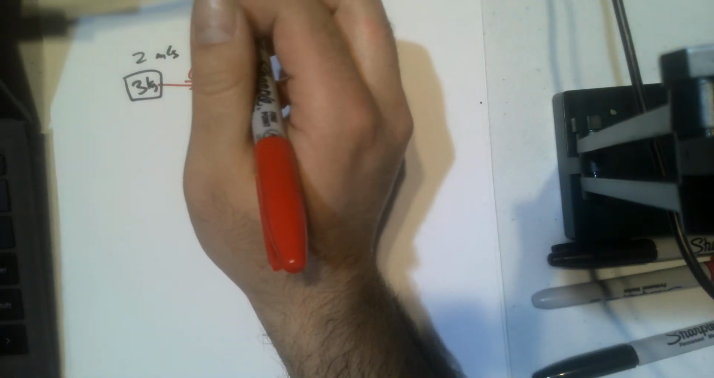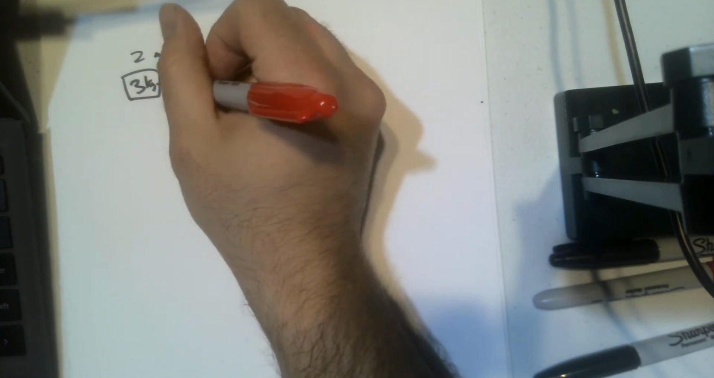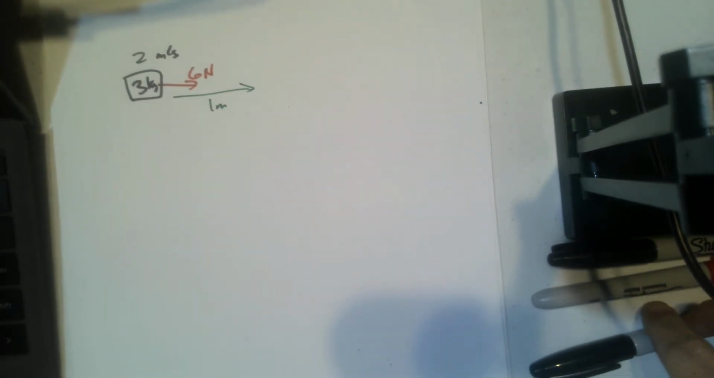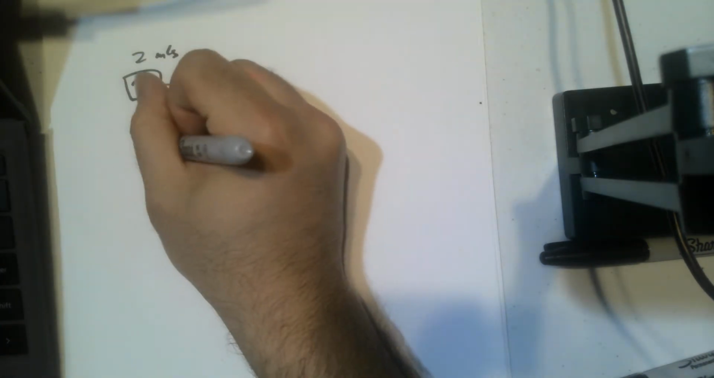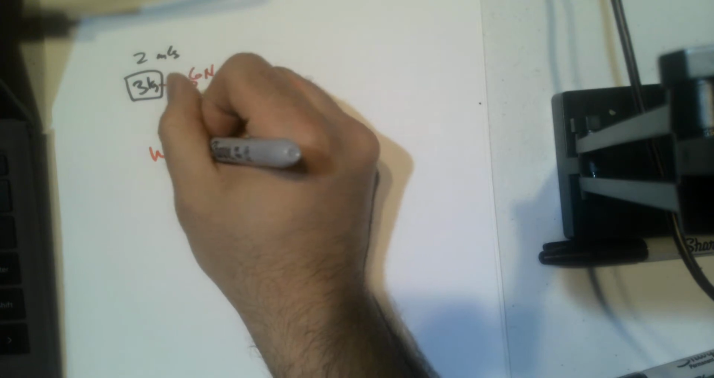So I initially have, let's say, 6 joules of kinetic energy by doing 1/2 mv squared. I'm going to have our force be a 6 Newton force, and we're only going to do it over a distance of 1 meter here. So if we're figuring out what the work is here, the work done is going to be equal to force times distance times cosine theta. Again, theta is 0 here. So it's 6 times 1.